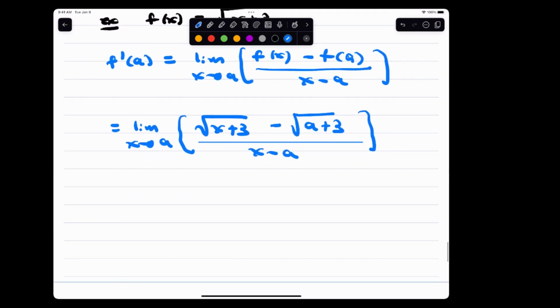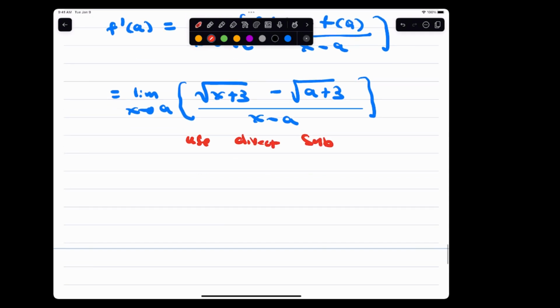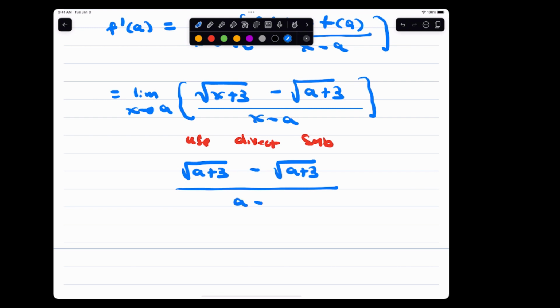So when you use direct substitution now, right, you're going to use direct sub. If we use direct substitution now, what do you think we end up with? Right, let's see what we get. What's this? Square root of a plus 3 minus square root of a plus 3 over a minus a. What does that give you? 0 over what? You're always going to get what situation here? An indeterminate form. You're always going to get that 0 over 0.